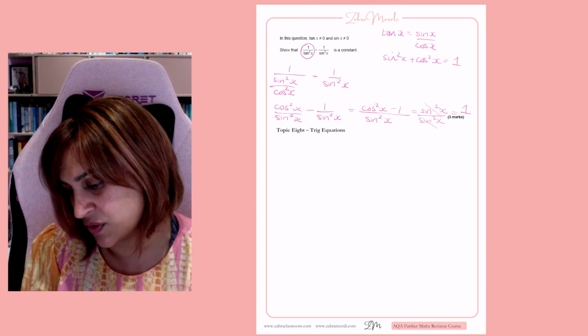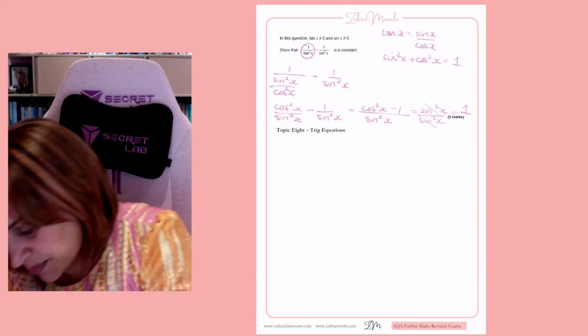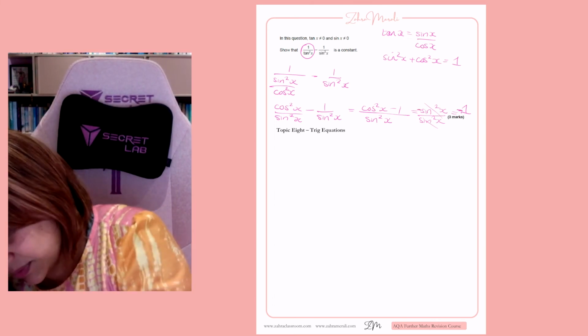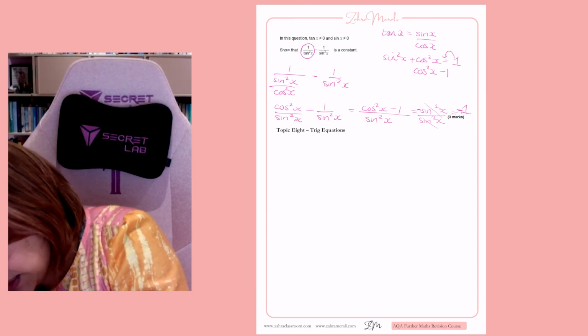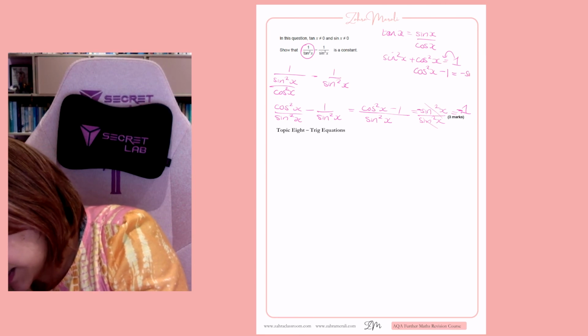Right, so cos squared x minus 1, we'll move that onto that side, will be minus sine squared, so we get minus 1.